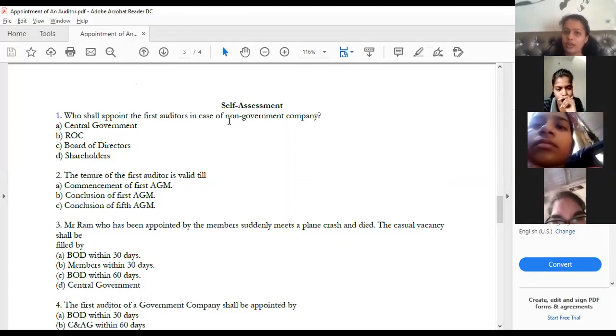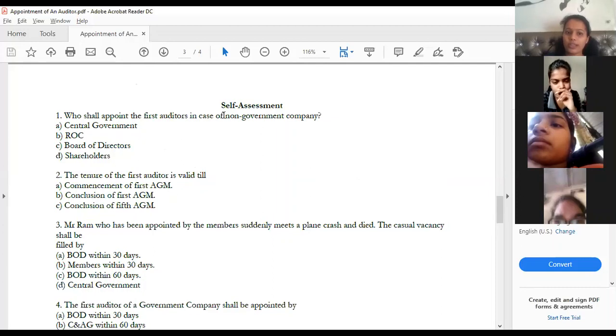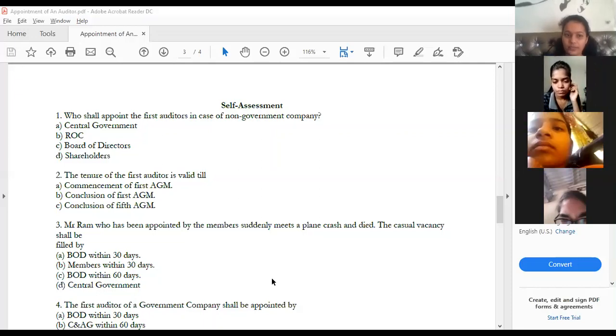What do you think? Who can appoint? Central government, ROC, board of directors, or shareholders? Yes, A is the correct answer. A is the correct answer. So the first auditor for a non-government company is appointed by the central government. Very good.